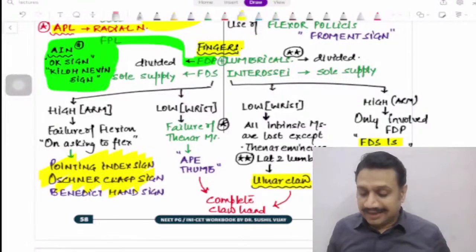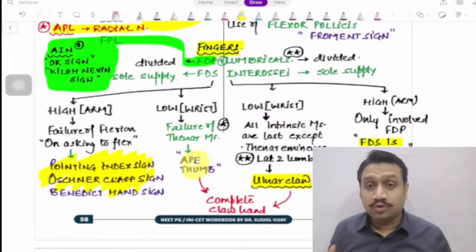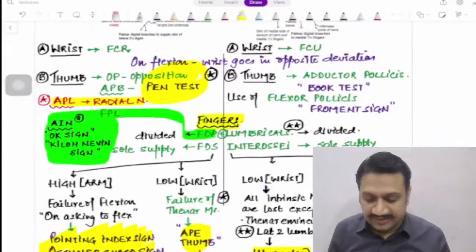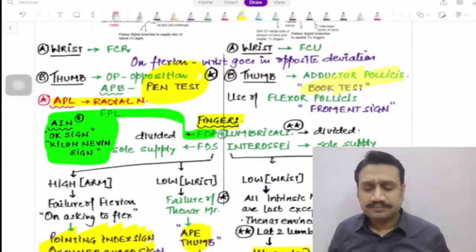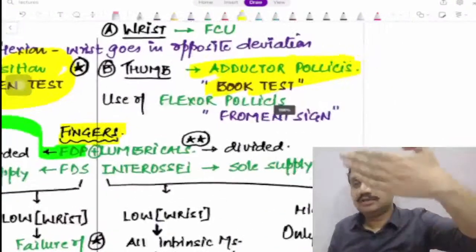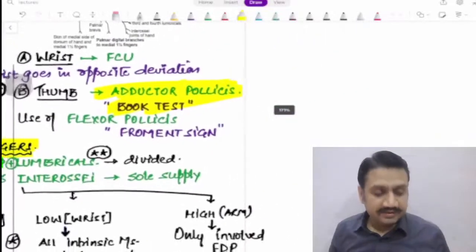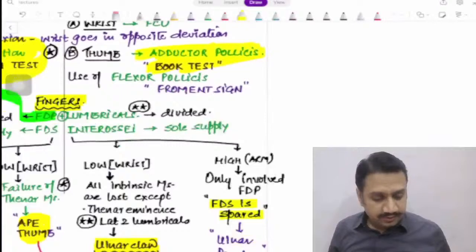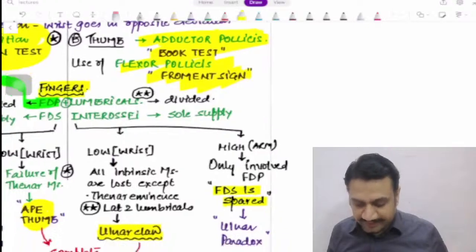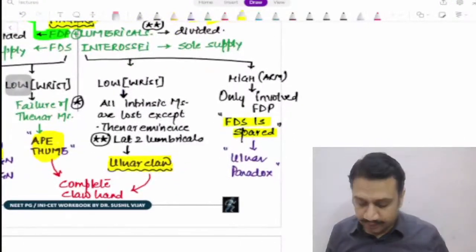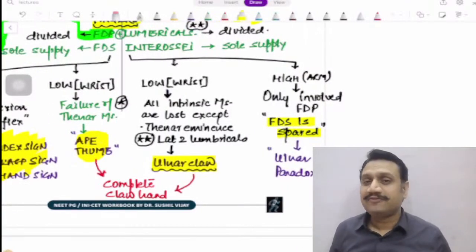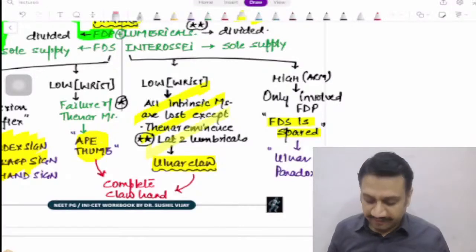Come on to the ulnar side. The book test for adductor pollicis. Don't forget these. Adductor pollicis failure leads to Froment sign. So, book test and Froment sign. Froment sign is basically the usage of the median nerve, flexing the thumb to hold the object, and the ulnar nerve is failing. In the ulnar nerve I also want you to remember the ulnar claw, which happens because of involvement of all the intrinsic muscles except the lateral two lumbricals and the thenar muscles.